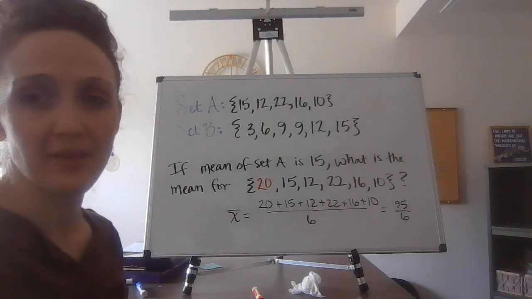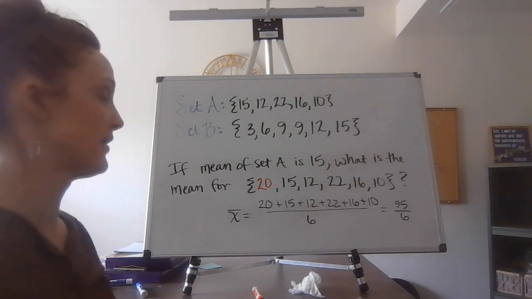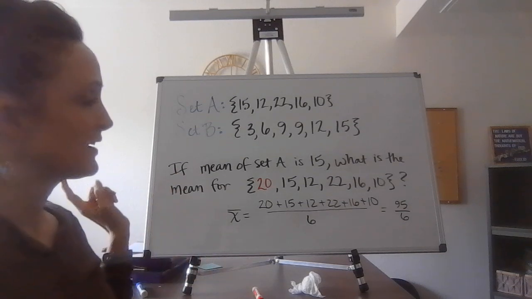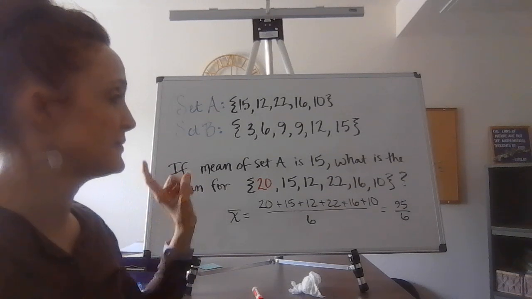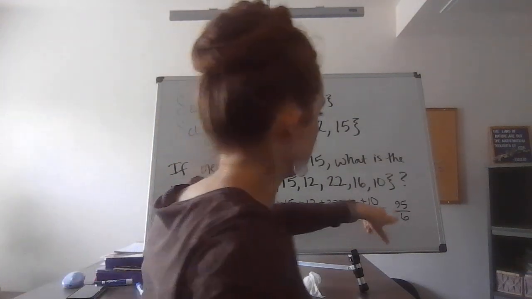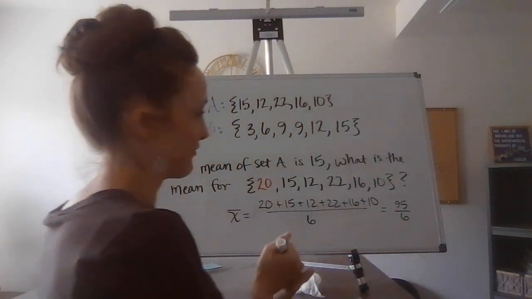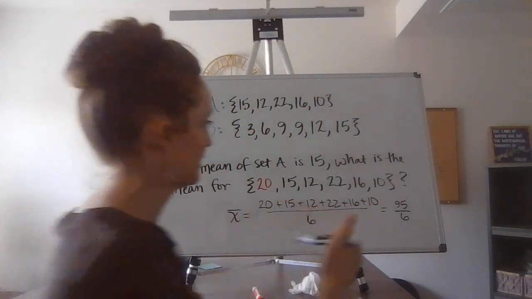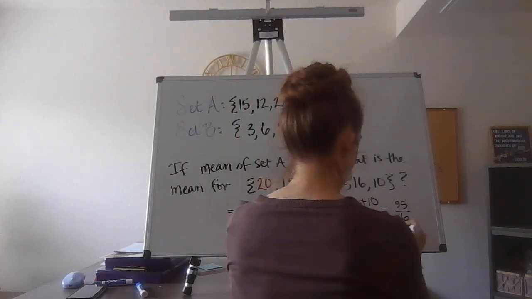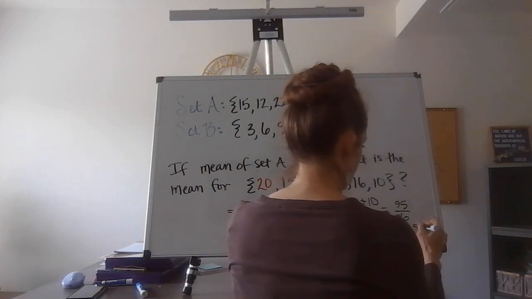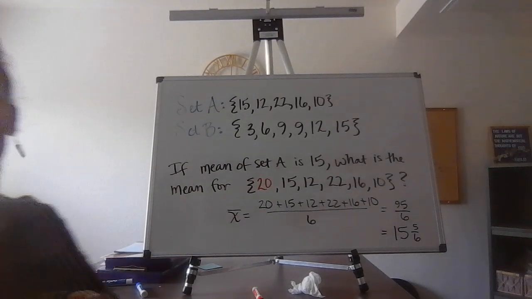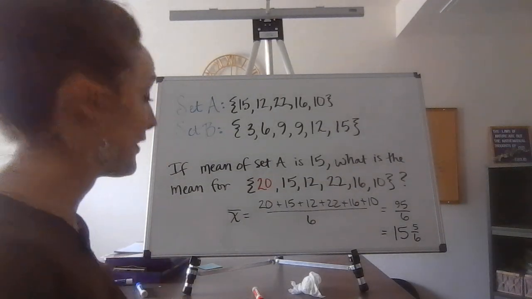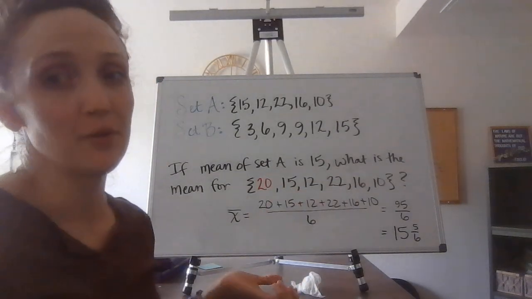If I want to think about that with some intuition, think about what that value would be. 90 is going to be 15 times 6, so we're going to have 15 and 5/6. So 15 and 5/6 is our new mean. And that makes sense. It went up. It almost went up a whole unit, right?